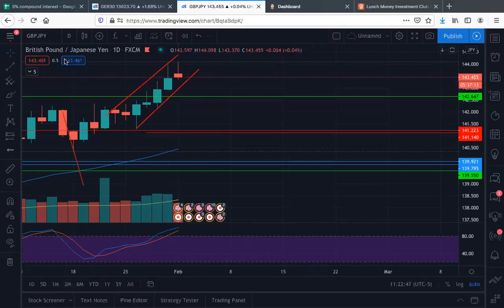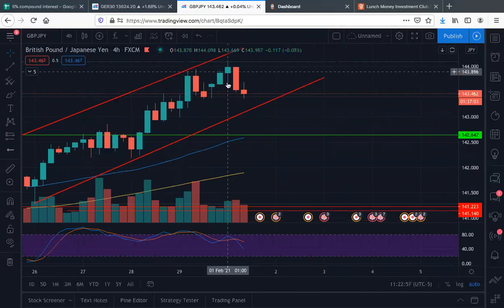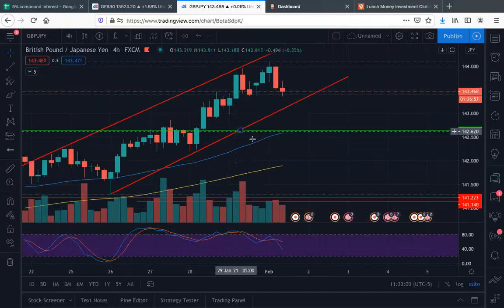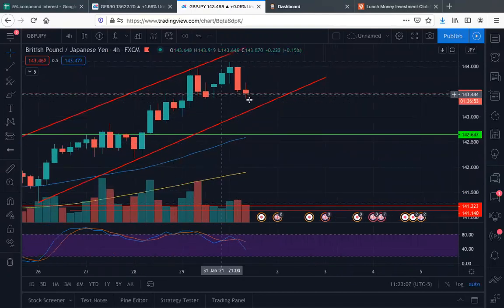Actually, that is a break of our channel. But again, we want to see this level hold as support. All right. It hasn't held as support. On the 4 hour, we do have an engulfing candlestick, giving us that bearish signal that we're looking for.